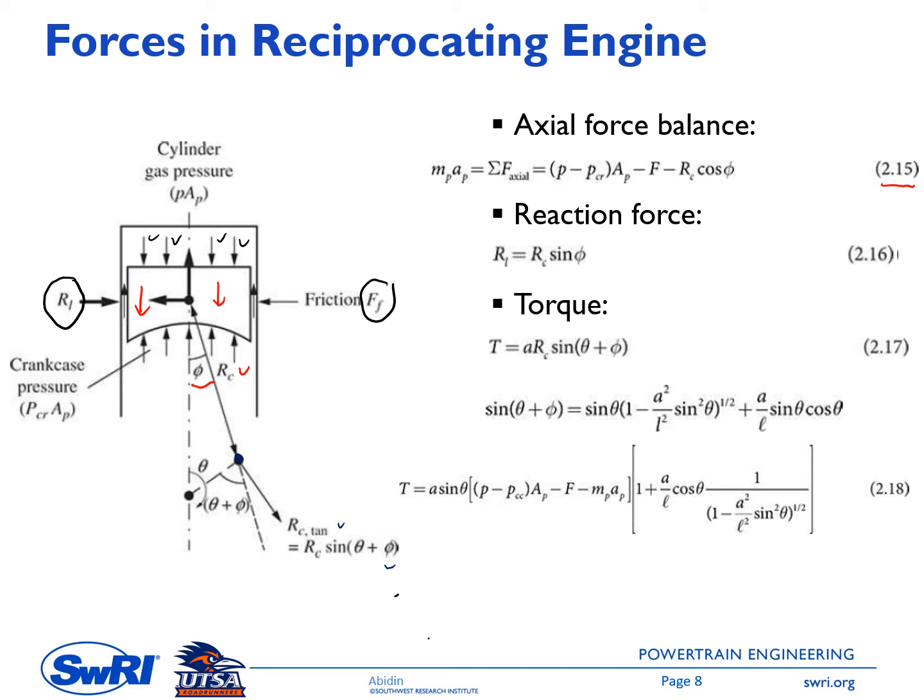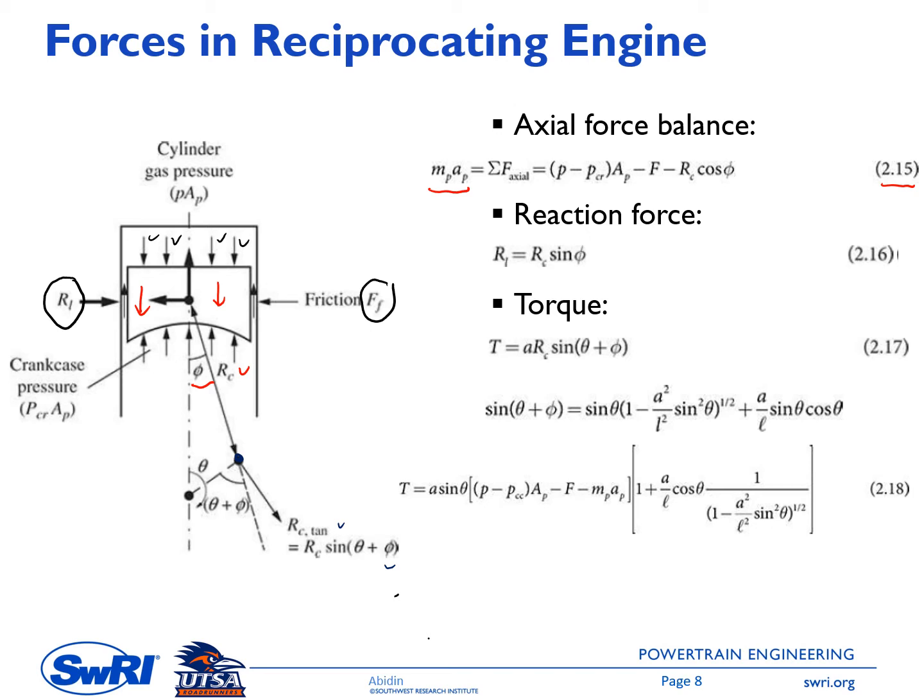On the left side, this is the inertial force of the piston. This is the piston mass, in this case the mass of the piston itself plus the mass of the connecting rod upper part, times AP, the instantaneous piston acceleration. We already had this correlation in the previous slide. It is balanced by the sum of all forces in the axial direction.